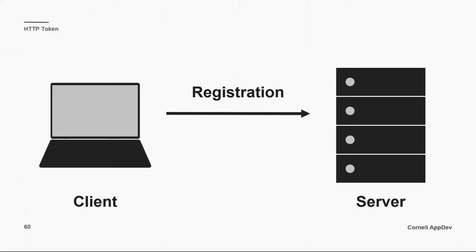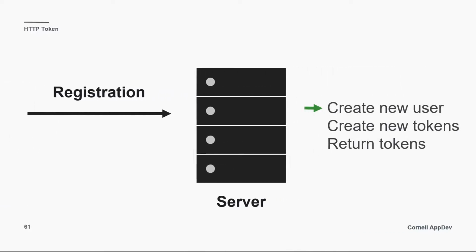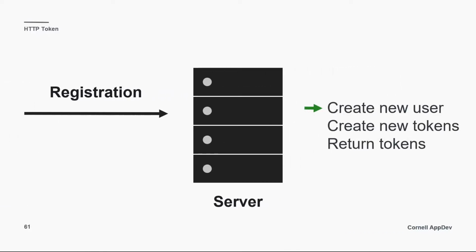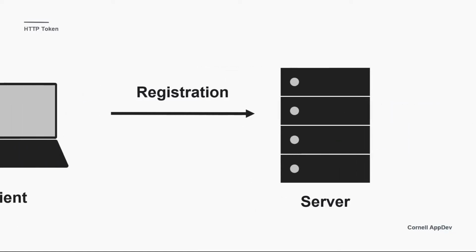So you register the user, you pass in the username and password, and we store that. So then we create a new user. We also create new tokens, plural, right? We make the access token and the refresh token. And then we return the access and refresh token to the front end.